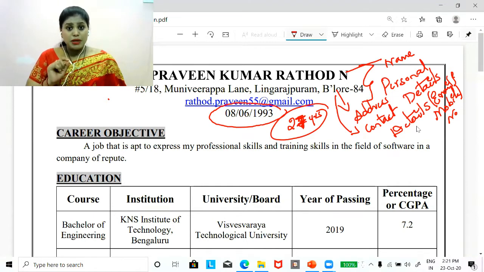And some people even commit the mistake. They would go to the end of the resume and then open another section called personal details, and then they mention their name, their father's name, the passport number. All these are not needed. A big no-no.